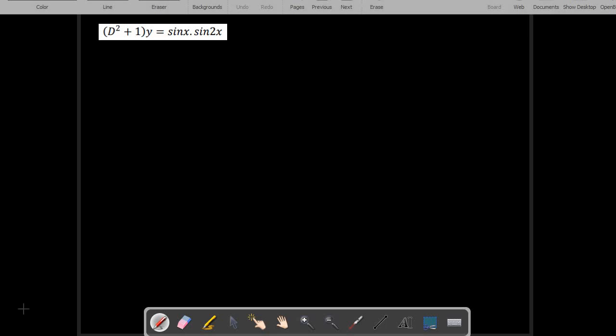Hello everyone, let us see how to find the general solution of this differential equation. So first we write the auxiliary equation. So what is the auxiliary equation here? r square plus 1 equal to 0. Simple, we replace d with r, that's it. So we need to find the roots of this equation.